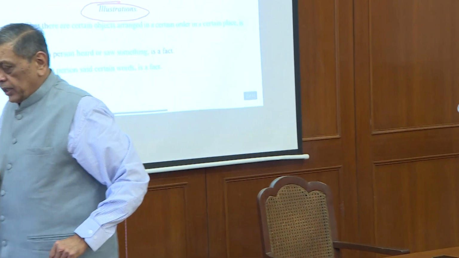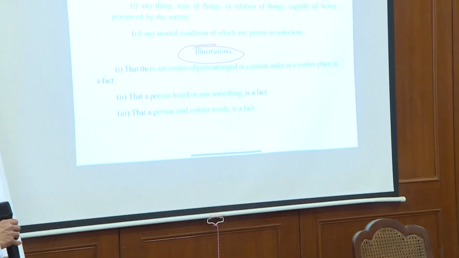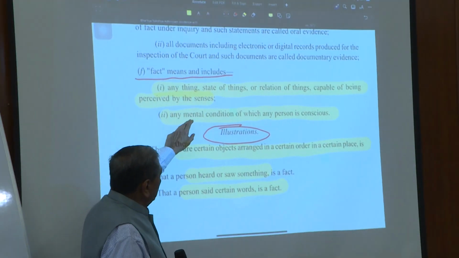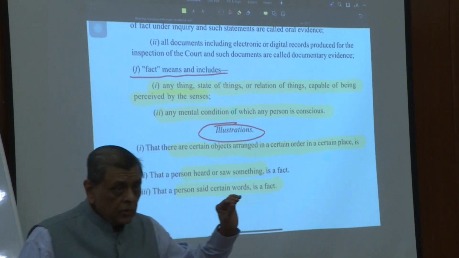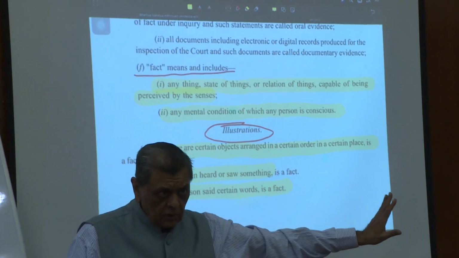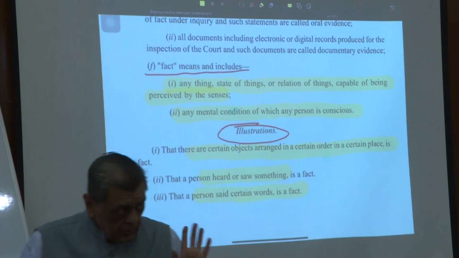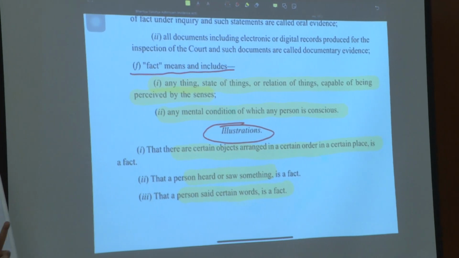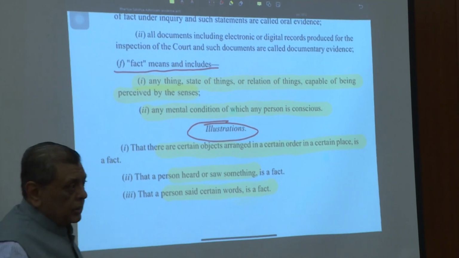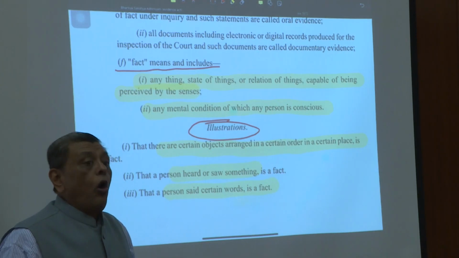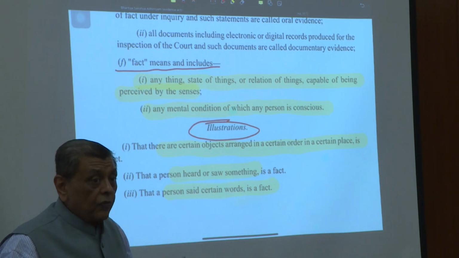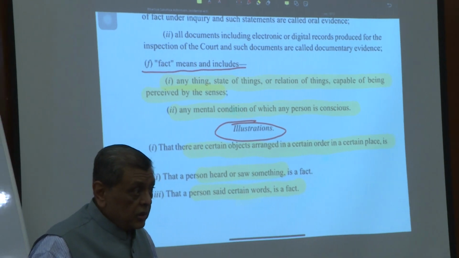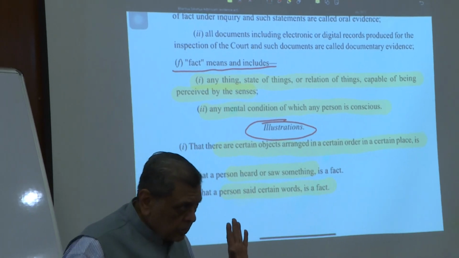We'll just go up again just to look at the main thing. You have to look at this in a specific performance suit. Mental condition, capable of being perceived by the senses, all of this. Readiness and willingness has to be pleaded. It also has to be proved. They're two separate things. We're going to deal with that. The pleading is, the plaintiff was at all times ready and willing to perform his obligations under the contract for sale. It's the pleading.